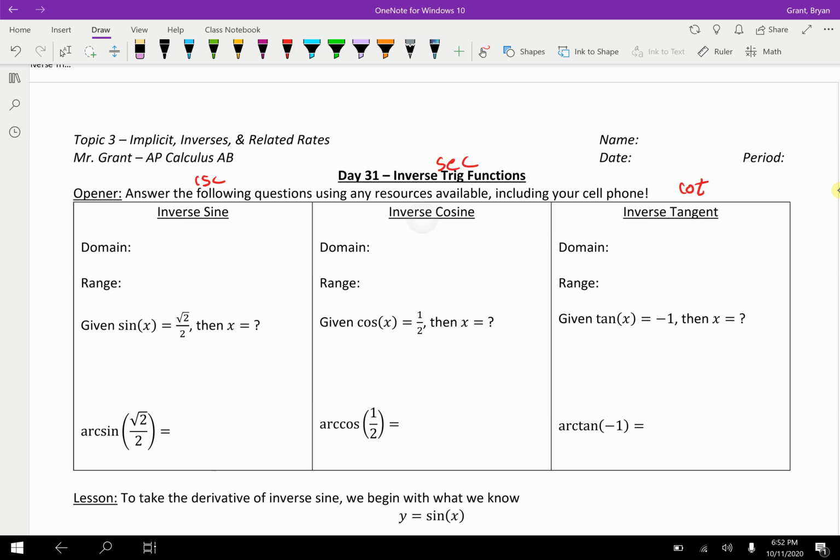So why don't you guys go ahead, pause this video, try the opener. Once you feel like you filled everything out, you can unpause and you can listen to me go through everything, not a bad review, or you can just skim it and move on to the actual calculus derivative part.